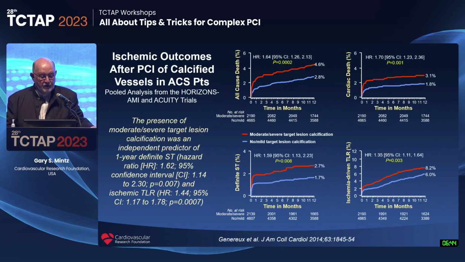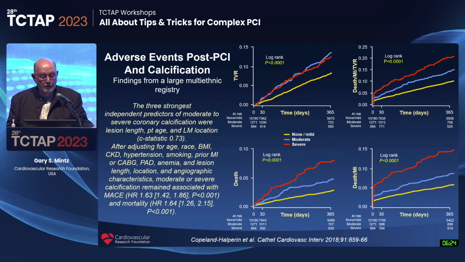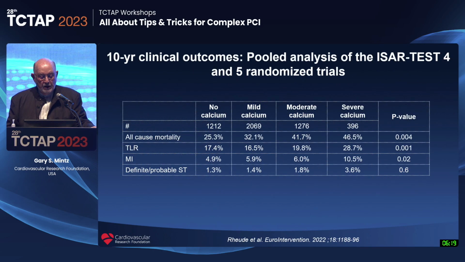And if we go to some of the individual studies, this is a pooled analysis from HORIZONS-AMI and ACUITY, showing a higher event rate in patients with moderate to severe target lesion calcification compared to no or mild target lesion calcification. The same from a large multi-ethnic registry, and a study looking at no calcium, mild calcium, moderate calcium, and severe calcium angiographically from the ISAR group, showing that the event rates increase from no calcium through mild, moderate, and severe calcium.